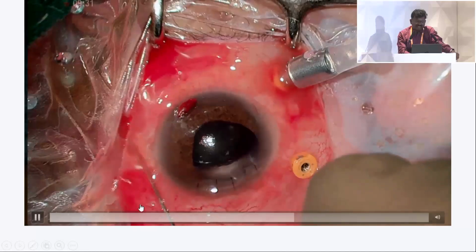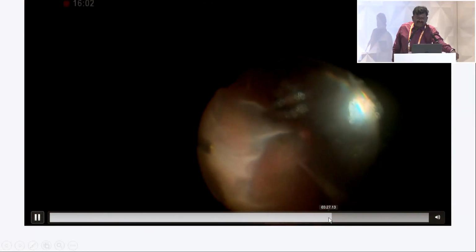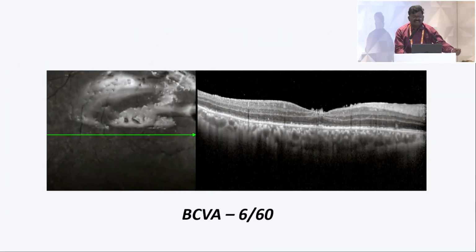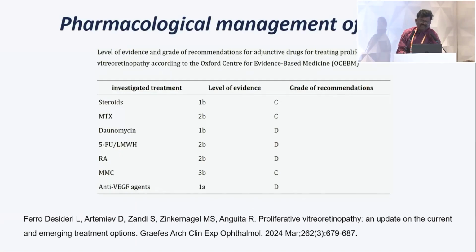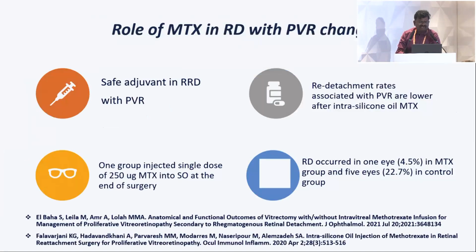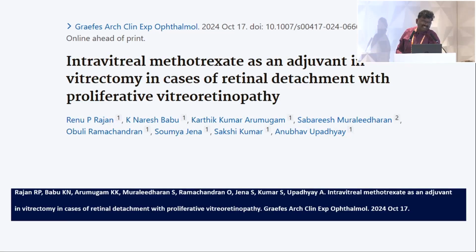Now we have retained the PFCL as I told for 14 days, 10 days, and then we reoperated. And this was the final outcome of this patient. So the patient's vision was again 6/60. We don't expect much. So methotrexate in PVR is very, very useful, and we have our own in-house publication, but it's a very small number. But we found that injecting methotrexate is very useful in these cases.